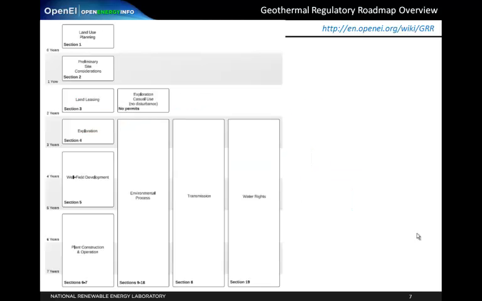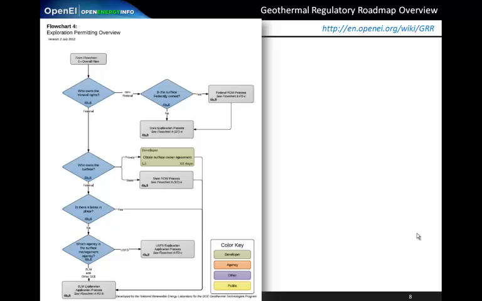As mentioned in slide 3, the flowcharts have been designed to be followed in a linear manner by section. For example, if a user wants to understand the exploration permitting process, they could jump to section 4. The overview flowchart in section 4 will help them decide which other flowcharts are needed and at what jurisdictional levels. Let's walk through this example now.